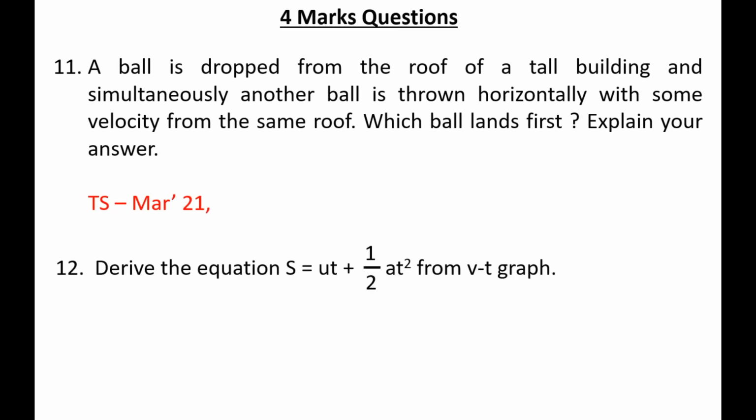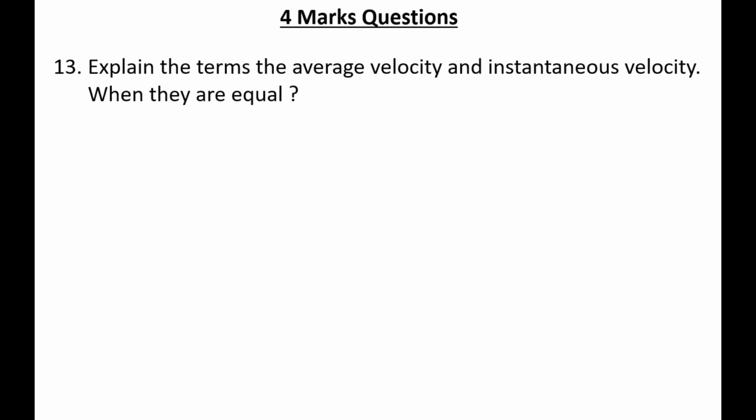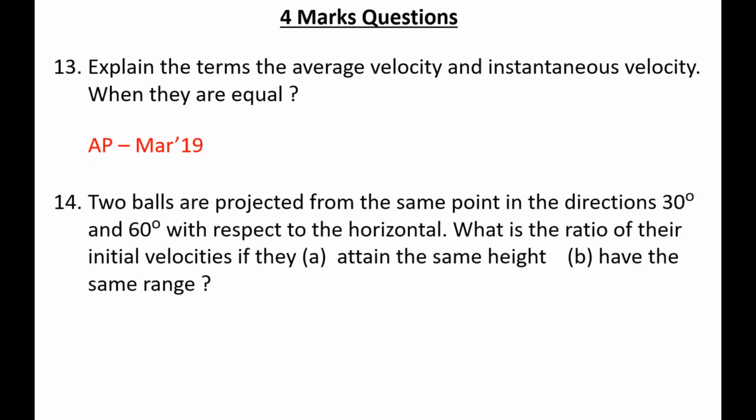The next question is, derive the equation S is equal to ut plus half at square with Vt graph. This was asked once in Telangana. The next question is, explain the terms the average velocity and instantaneous velocity when they are equal. This was asked in AP 2019.